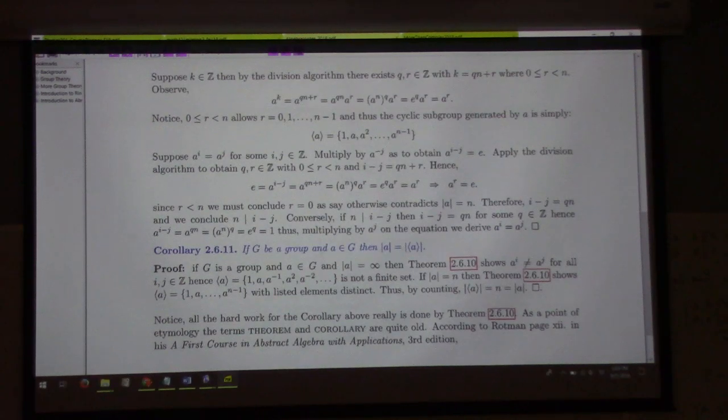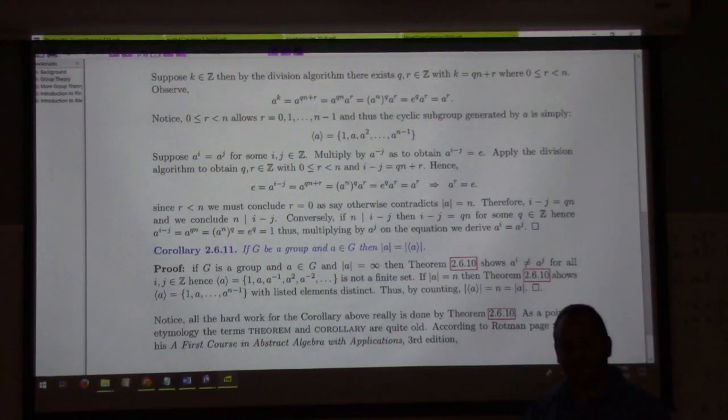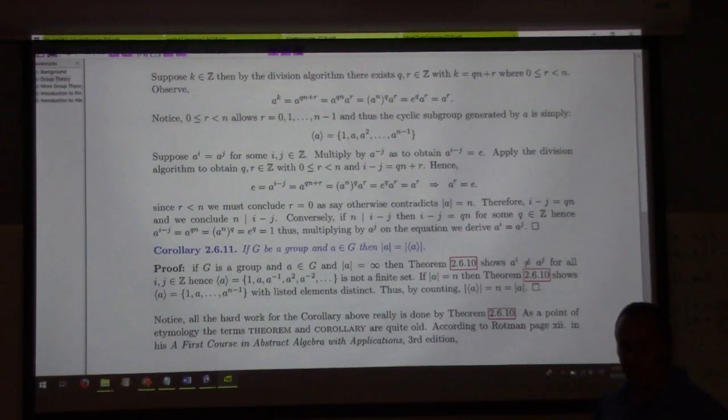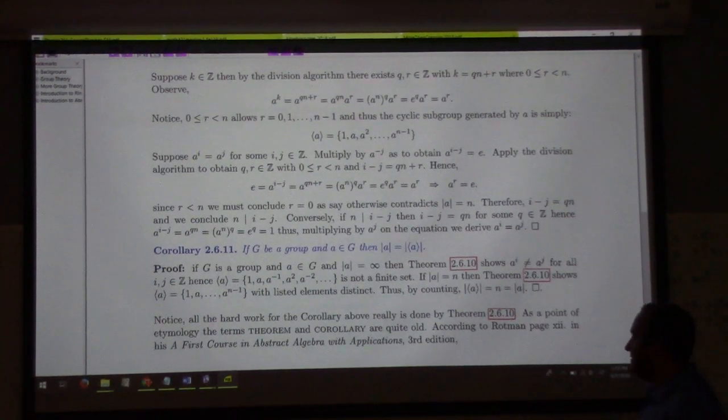Oh, we're almost there. If G is a group and A is in G, then the order of the element is the order of the subgroup which it generates. Well, that's nice. So we don't get confused about having an order 3 element which generates a subgroup of order 9. That would be annoying. No, the order of the element and the order of the subgroup which it generates are the same. Yay. That's one for order.